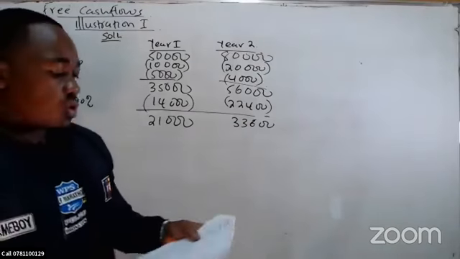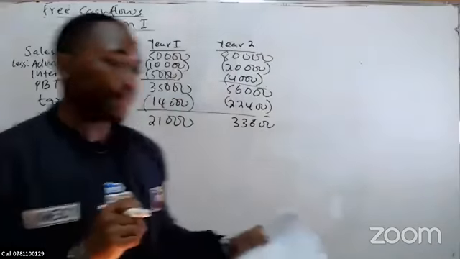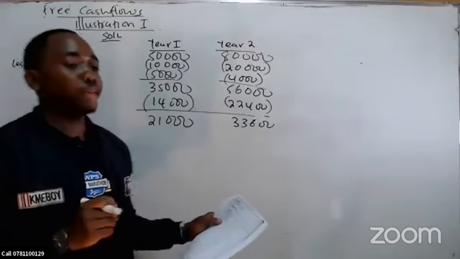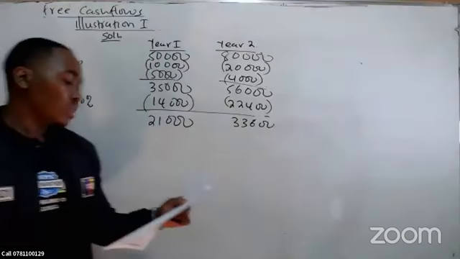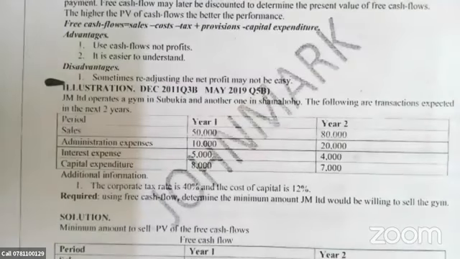Now, let's go back to the question. We are given the capital expenditure. For the capital expenditure, in year one, the capital is 8,000, and in year two, it's 7,000. So now let's be here. You raise the capital expenditure.